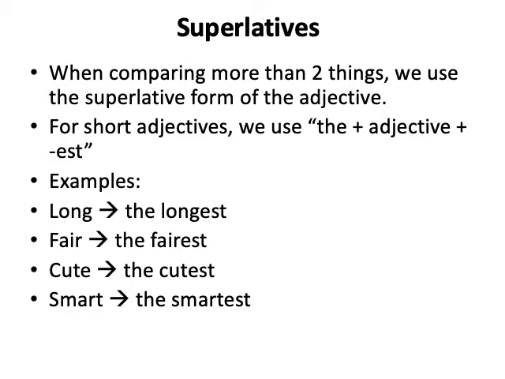The short adjectives حط قبلها the وبعدها est. long هتبقى the longest. This is the longest snake ever. fair يعني عادل هتبقى the fairest. cute the cutest. smart the smartest. She is the smartest girl in the class, for example. خلاص short adjectives قبلهم the بعدهم est.